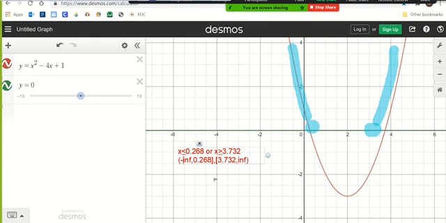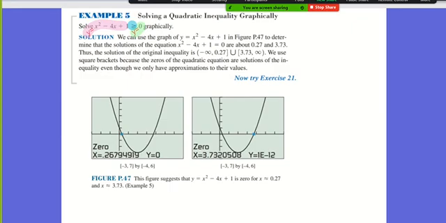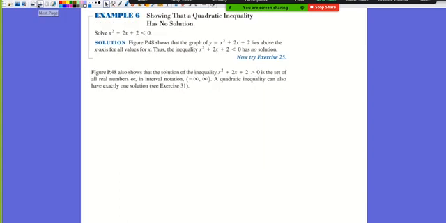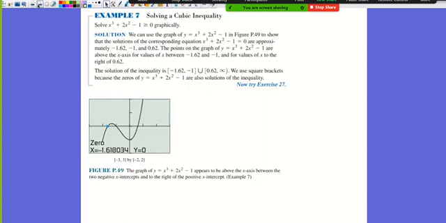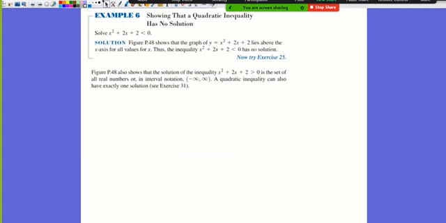All right, I think that's pretty much the gist of these examples here. Let me look again. Okay, that's example 5. Example 7 is more of the same. Okay, let's quickly go over example 6. This is really easy.